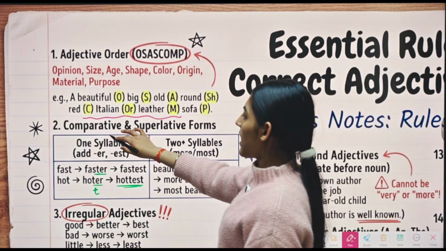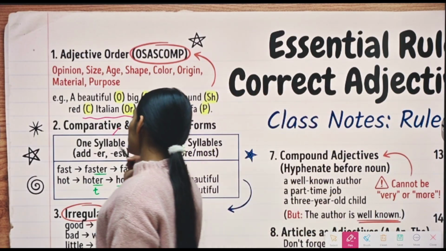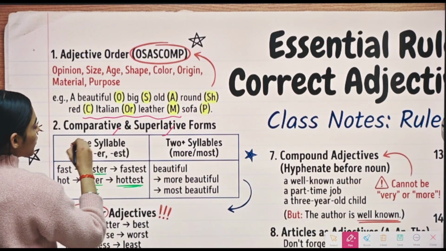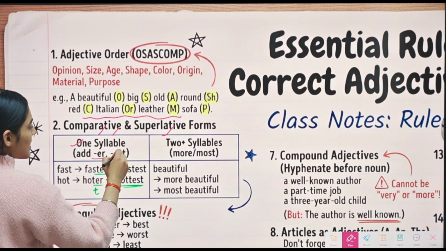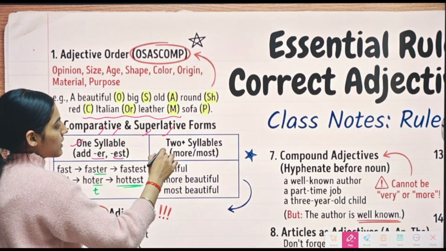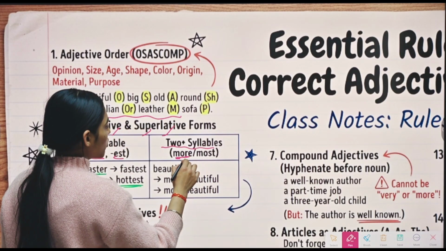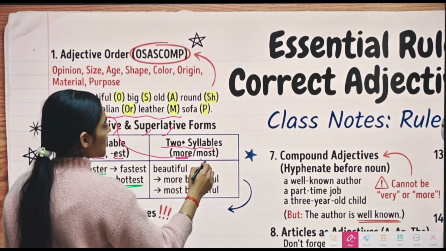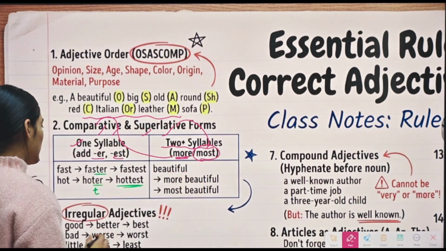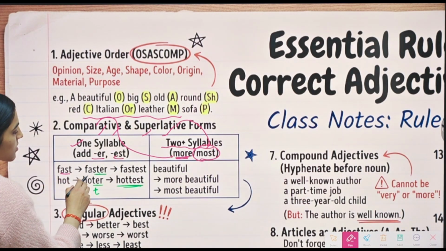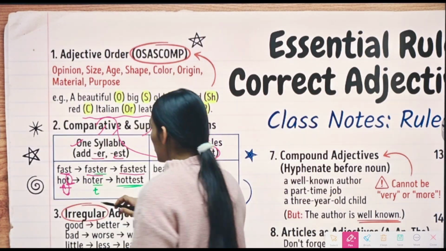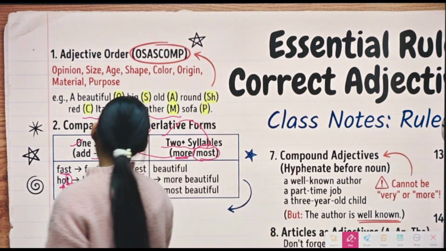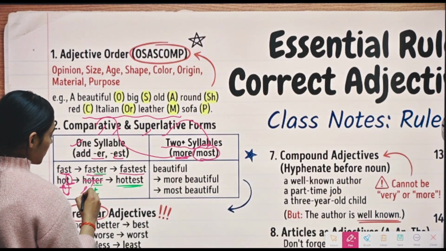Second one is comparative and superlative forms. In the last video I told you, for one syllable we will just add er in comparative and est in superlative. Whenever there are two syllables, we will use more in comparative and most in superlative. So let's see the example that we have. Fast, faster, fastest. The word is ending with a consonant, and before that we have a vowel over here, so we will make it double.